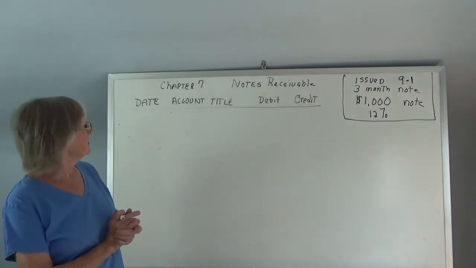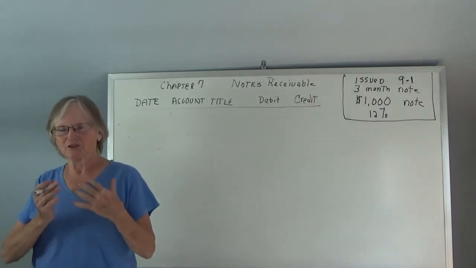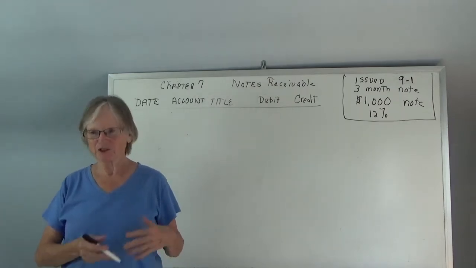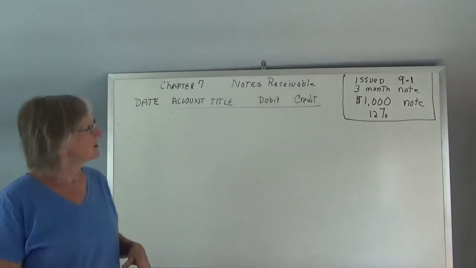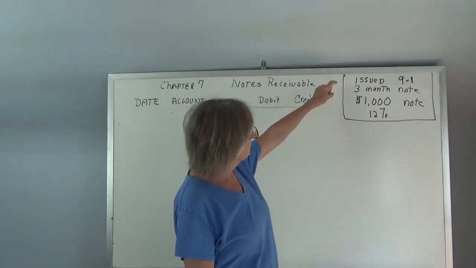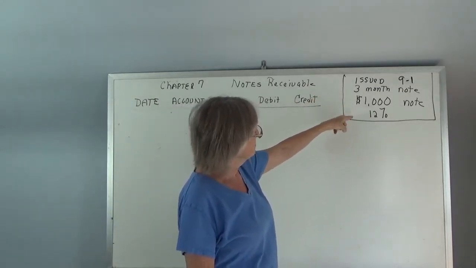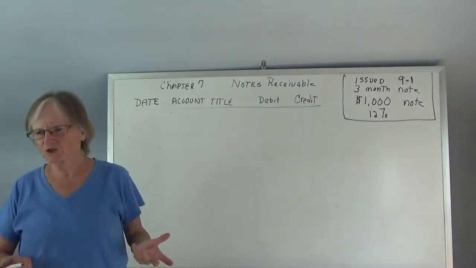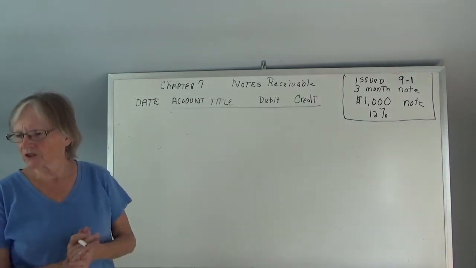Okay, so this is notes receivable and settling notes receivable. And we're going to start with when the note is honored, which means it's paid in full on time. So we're looking at a 3-month note issued September 1st, $1,000, 12% interest. So let's just go through the whole thing on this.